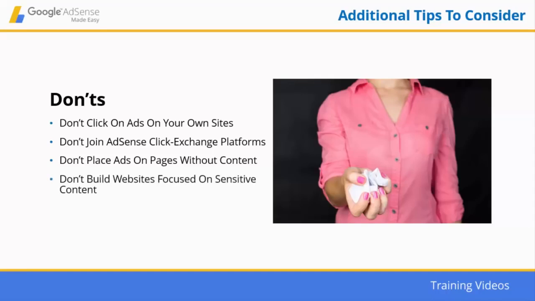Don't build websites focused on sensitive content. You already know to stay away from topics such as pornography, gambling, and illegal drugs. But it is also important to stay away from sensitive topics such as alcohol abuse, violence, politics, and so on, which are not AdSense friendly.